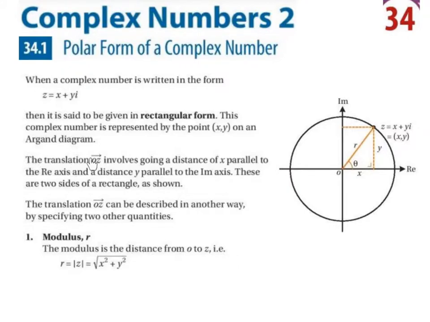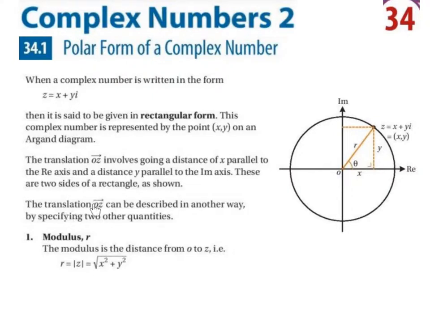The translation OZ, so from O to Z, from the origin to the complex number z, involves going a distance of x parallel to the real axis and a distance of y parallel to the imaginary axis. So, for example, we could go over and up, or we could go up and over to get to the complex number z. These are two sides of a rectangle as shown. So here we have our rectangle.